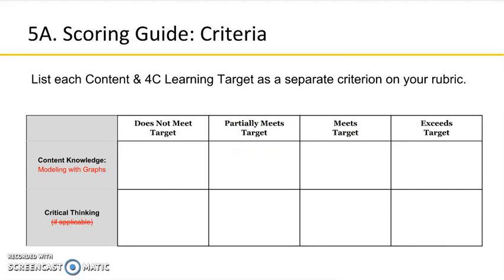The first step is simply to build the skeleton of your scoring guide. And so what you would want to do is go through and list each content learning target and each 4C learning target as a separate criterion on your rubric. And if you're using our template, where we have a rubric in that task template for you, we've pre-populated it with a number of different content knowledge blanks and each of the 4Cs. So if you aren't using 3 or 4 learning targets from your content area and you're only using 1, you delete the rows you don't need. And if you're only using 1 of the 4Cs, you delete the rows you don't need. So ultimately you have a template or a skeleton of a scoring guide that's customized for you.